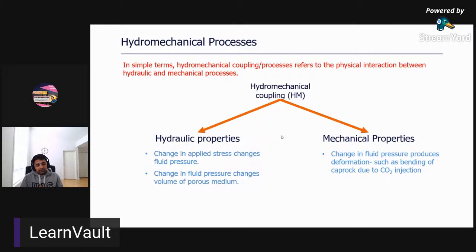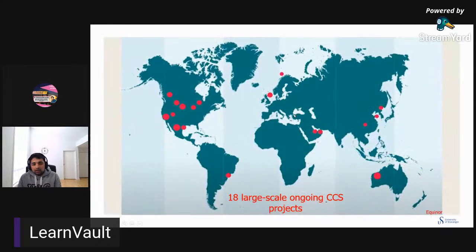And this is something that really helps us to understand whether your CO2 storage is safe or not at a particular injection rate into a particular formation. Not going too much into detail about these hydromechanical processes and how they are modeled, but I can show some examples where this kind of study has been done and what they have found. So currently there are 18 large-scale ongoing CCS projects worldwide, right?